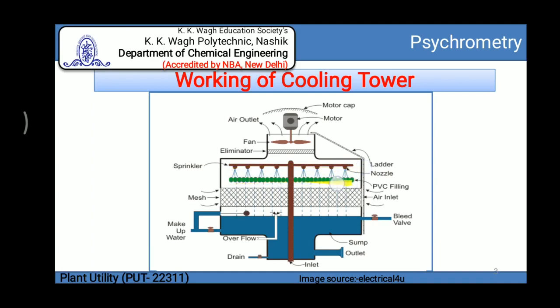Next part is PVC filling. This PVC filling reduces the falling speed of hot water and it is similar to a beehive. Next part is the mesh. When the fan is on, it uses atmospheric air which contains some unwanted dust particles. Mesh is used to stop these particles and not allow dust to enter the cooling tower. Next is the float valve. This float valve is used to maintain the level of water. Next is the bleed valve. It is used to control the concentration of minerals and salts.